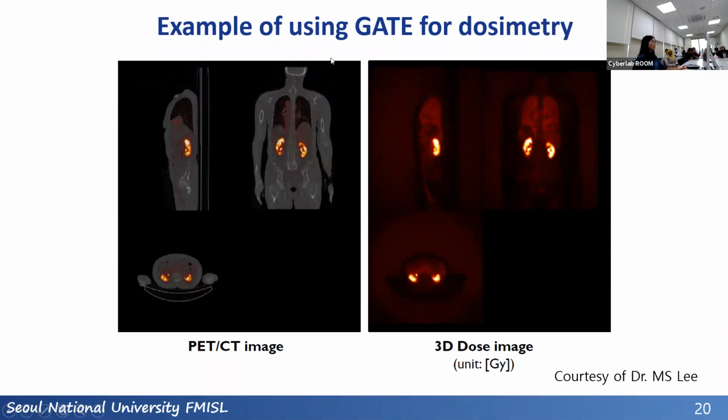So this is an example using GATE for dosimetry. This is the work of Dr. Seungeun Lee from our lab. This is the input images of the PET and SPECT here, and if you put this in, we can obtain three-dimensional dose images. As you see here, where there is much uptake, I mean much emission, there will be high dose near the high activity organs. The unit of the dose image will be gray, as I said. So you can use GATE for voxelized dosimetry, I mean direct Monte Carlo dosimetry.